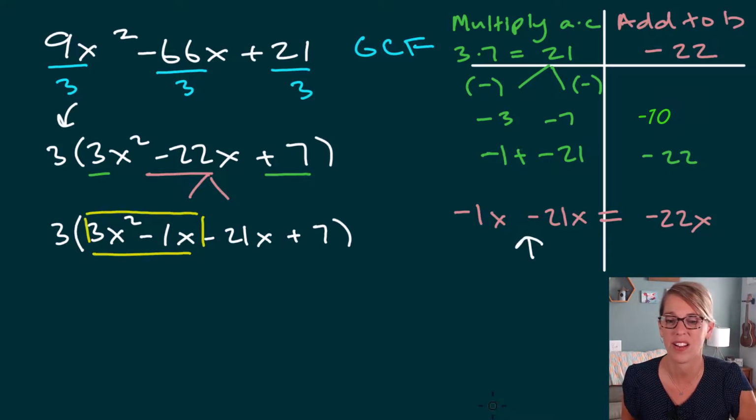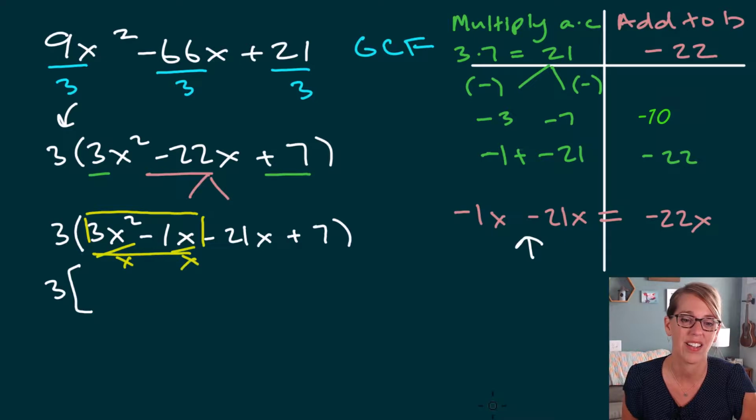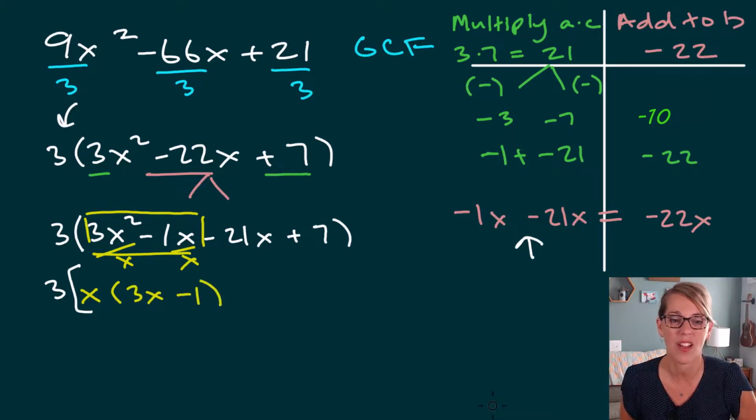Let's just deal with the pair in yellow first. I'm going to bring that 3 here. And then I can factor out from the 3x squared and the x, just an x. So I'm going to divide by an x here. The x is going to come out in front. 3x squared divided by x is going to be a 3x. And then negative 1x divided by x is negative 1.